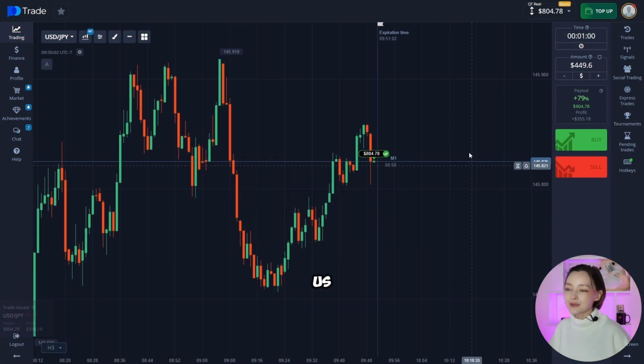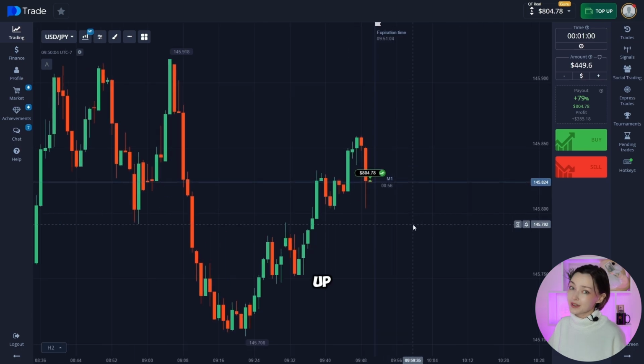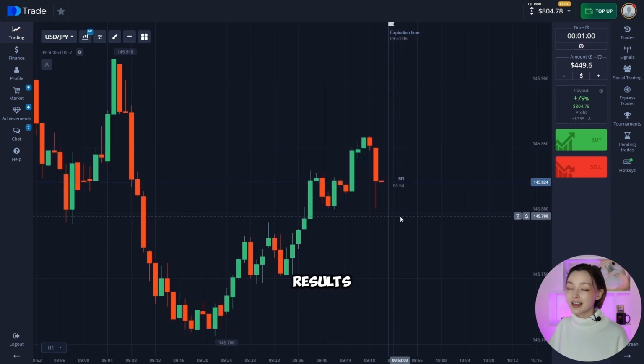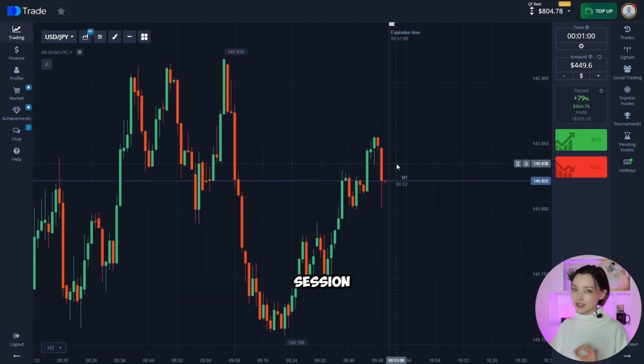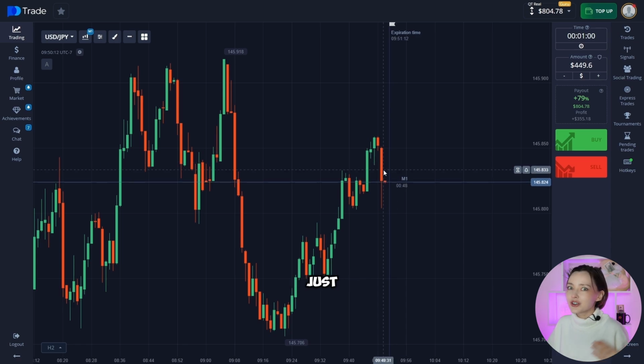Great, our trade closed with a profit, and I think we can wrap it up at this point and summarize the results. By the end of this trading session, I managed to quadruple my account balance. This is just an incredible result, guys. Perhaps I'm going to be using this strategy in today's trading session on my Telegram channel.